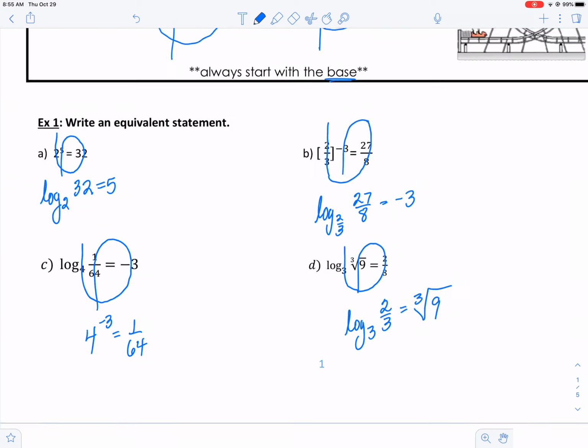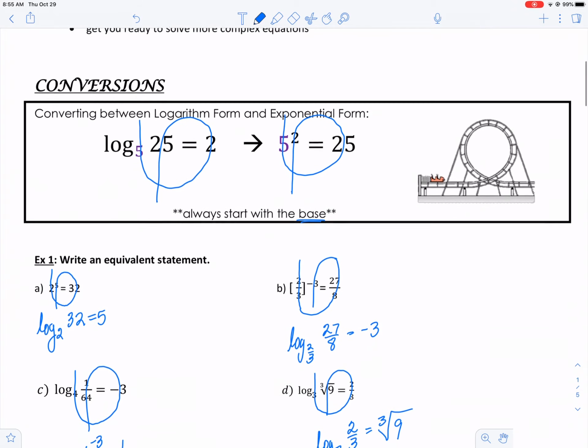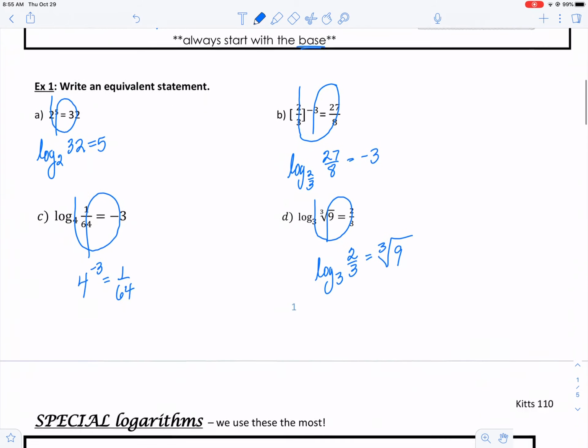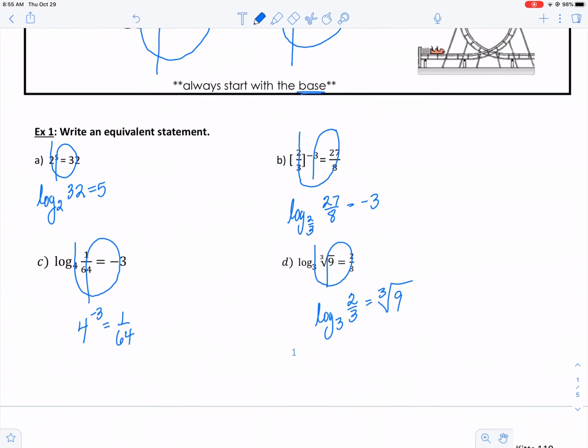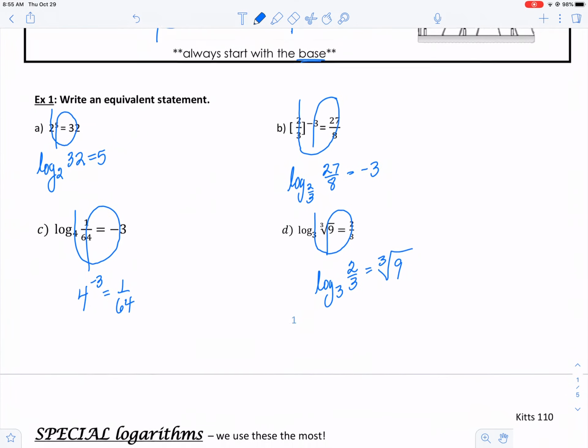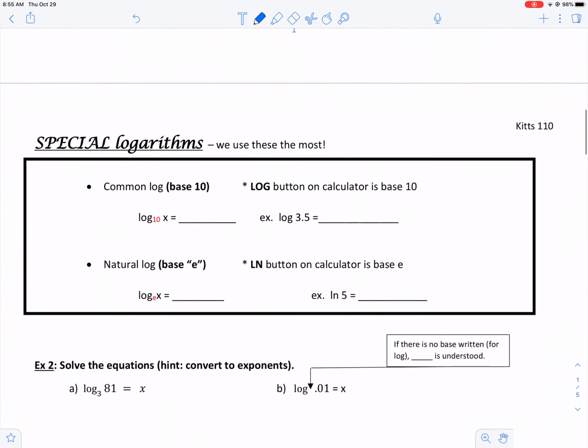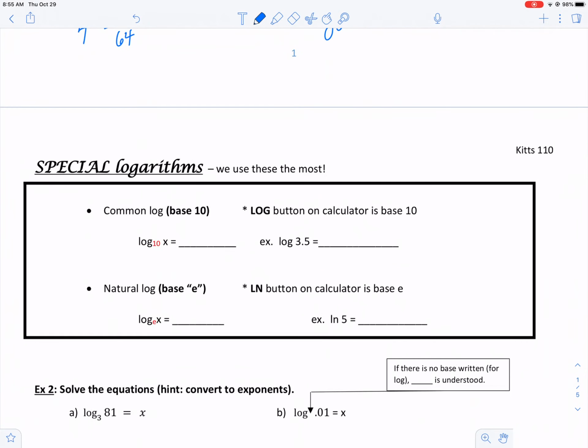So as long as you can do that roller coaster here, you'll be able to easily convert from logs to exponential form or from exponential form to logs. And of course that's a technique you need because we're going to be using it later on. Okay, now we have the special logarithms.